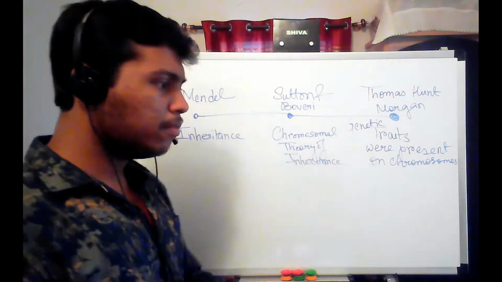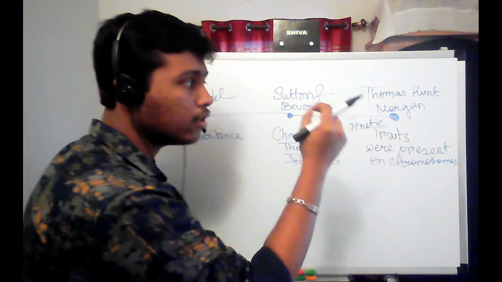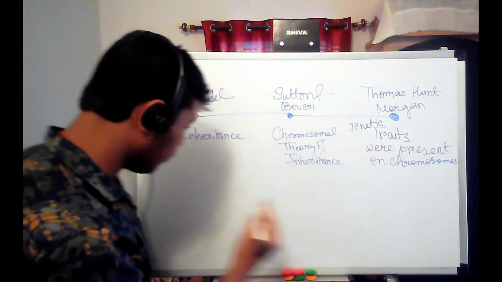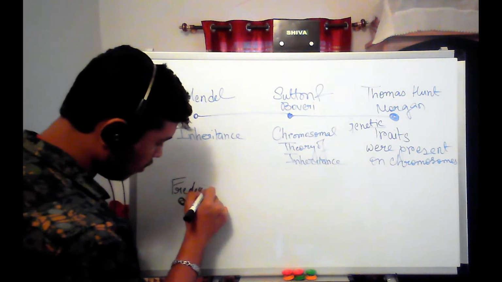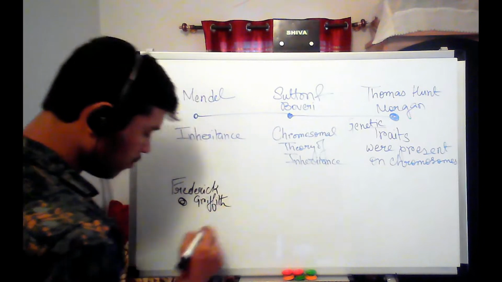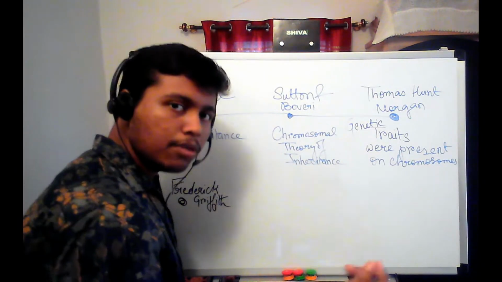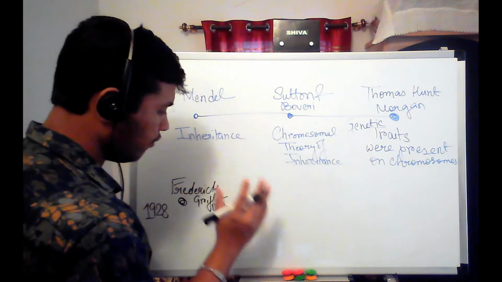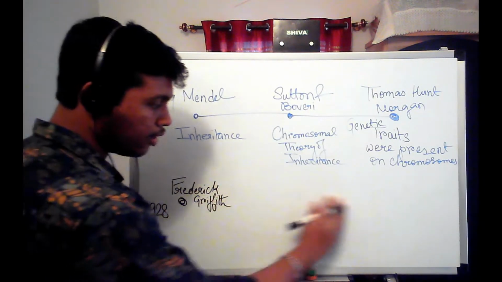Then comes our very own Mr. Frederick Griffith. After Thomas Hunt Morgan, we have our very own scientist, Sir Frederick Griffith, who in 1928 had postulated a theory. Which theory I'll tell you in the conclusion of this very video, this very topic. Now let us focus our whole story on this.